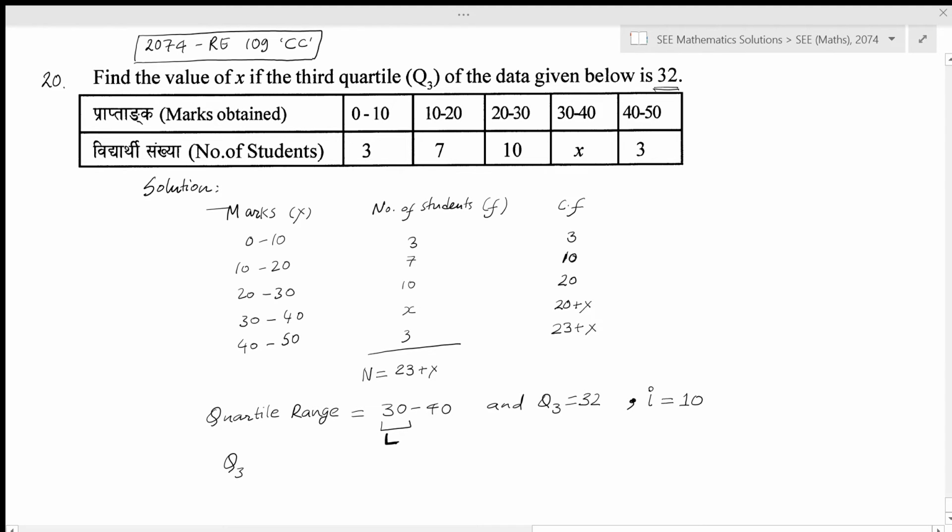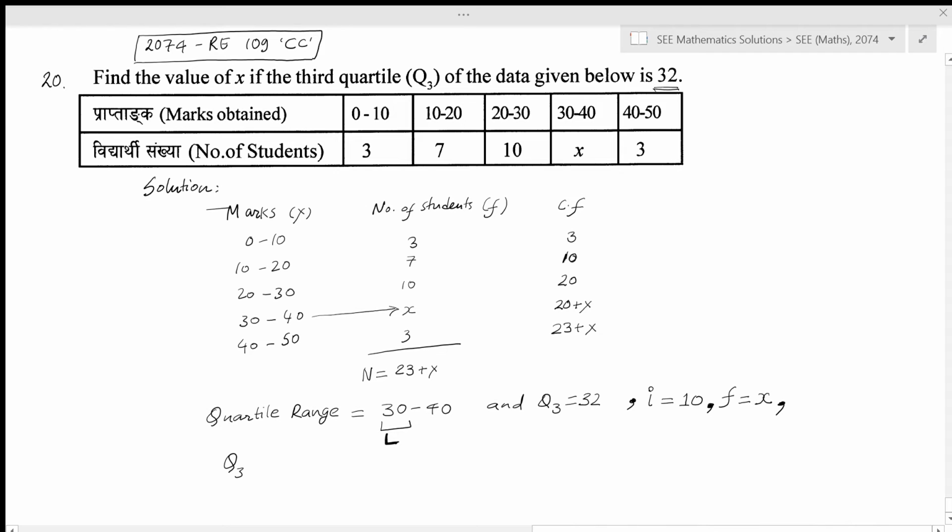And frequency means the frequency of the same class range, that is the class range of the quartile Q3, right? So Q3 is in the range 30 to 40. So the frequency between 30 to 40 is x. So the frequency will be x. Look here, the quartile lies here, so the frequency will be this, right?